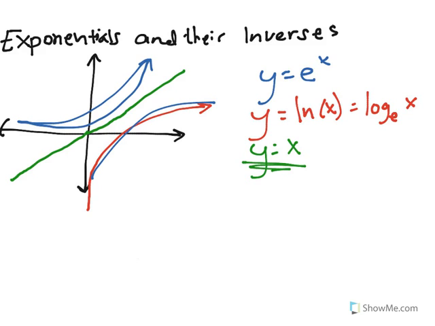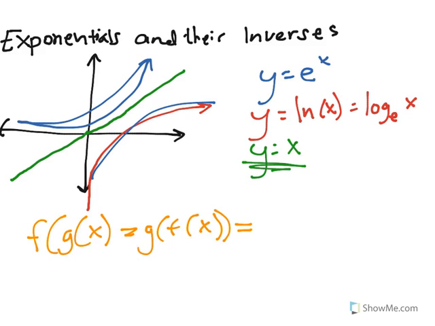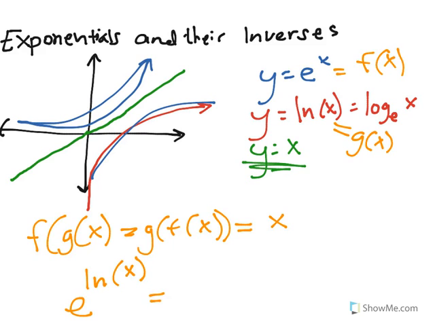This relationship can be shown algebraically by using the function to prove inverses: f of g of x equals g of f of x, which equals x. If we set e to the x equals f of x, and natural log of x equals g of x, we can prove they're inverses by saying that e to the natural log of x equals x.